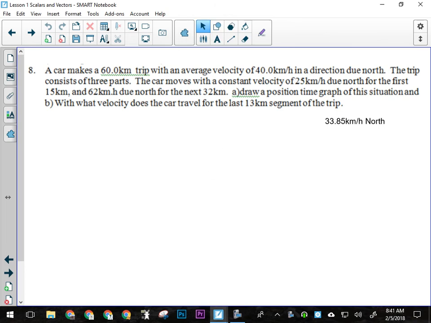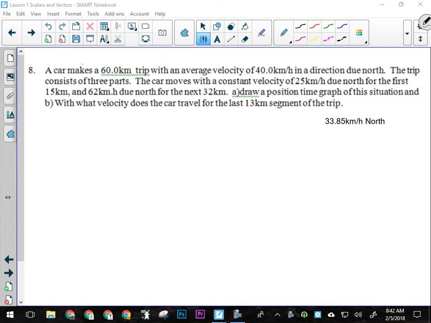Okay, so with number 8, we've got another one of these questions that's got a trip with more than one part in it. It makes a 60-kilometer trip with an average velocity of 40 kilometers per hour in a direction due north. The trip consists of 3 parts. The car moves at a constant velocity of 25 kilometers per hour due north for the first 15 kilometers, 62 kilometers per hour due north for the next 32 kilometers.